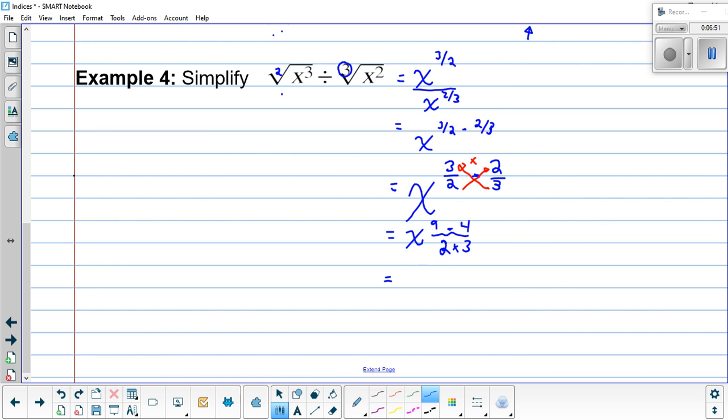So bringing this all together, 9 minus 4 is what? 5. 2 times 3 is 6. So you have x to the power of 5 over 6, all nice and simplified down.